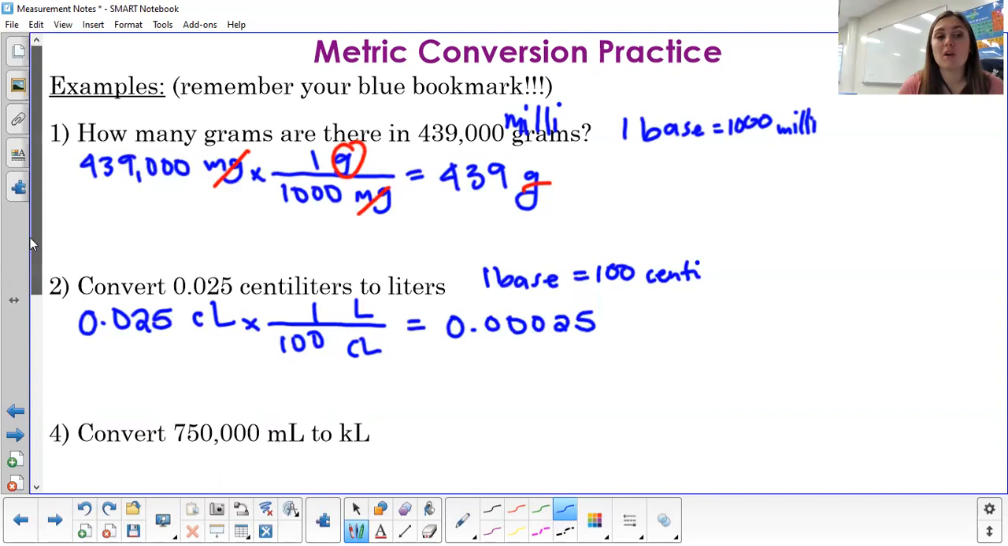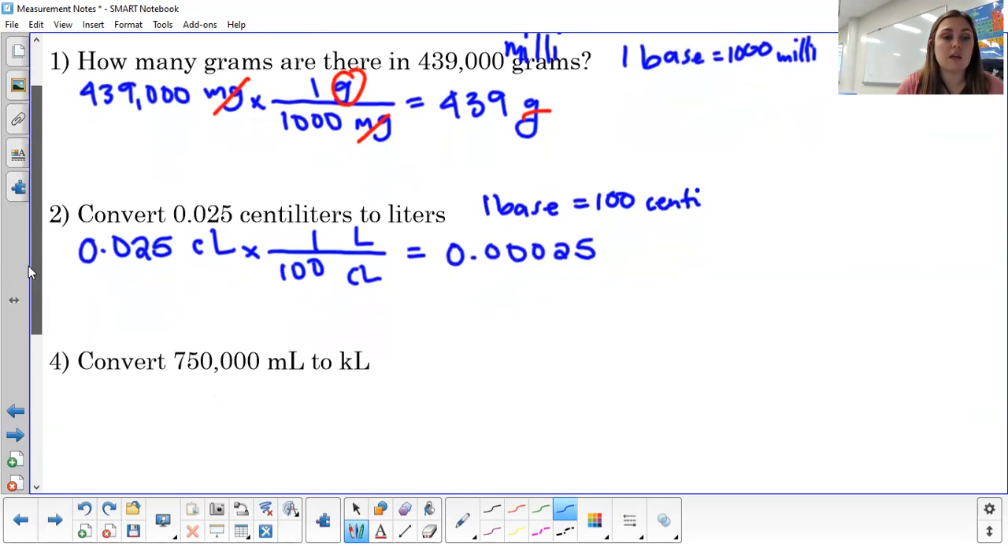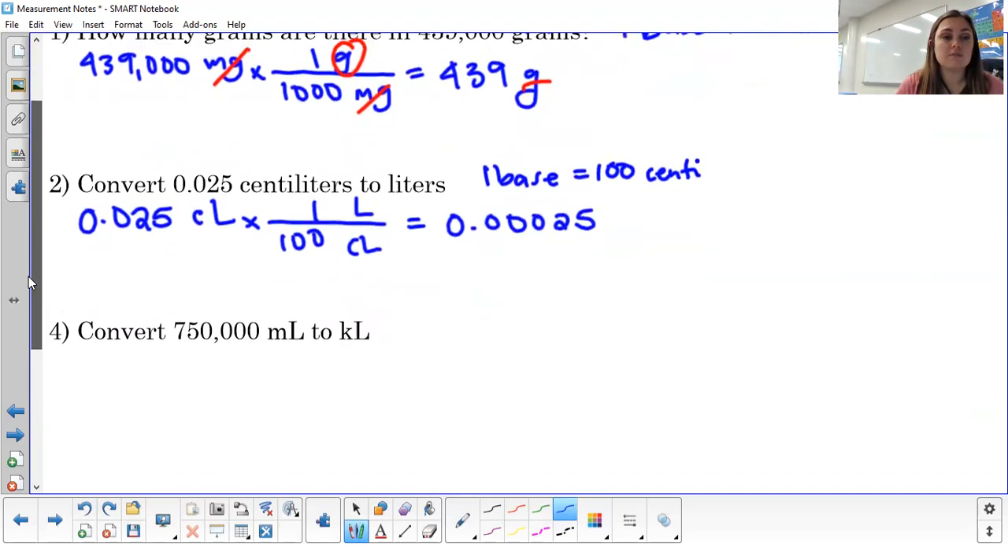Now it's happened to work out that we've been going from the small unit to the big unit, but it works both directions. So it's not always going to be a 1 on the top and a big number on the bottom. Not always going to work out like that. Something to keep in mind. Let's keep doing some examples here and see what we can digest.